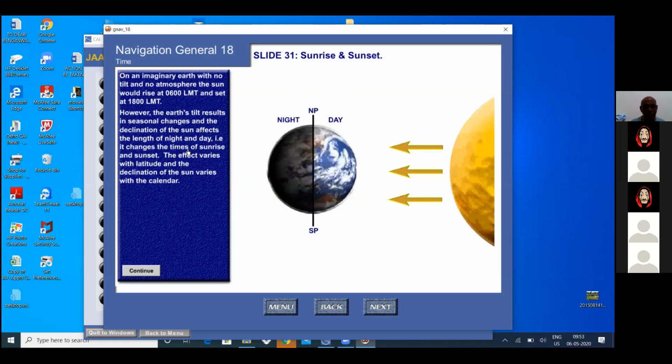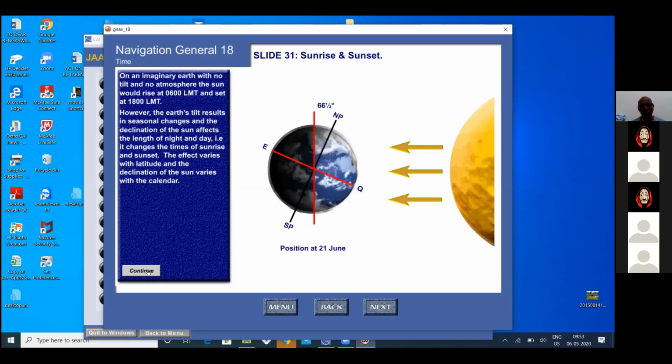But because of the tilt and the declination of the sun, you get the varying times of light and darkness. So let's tilt the sun. Okay. Now this is on the 21st of June. Right? There, on the 21st of June, over which tropic is the sun? Over which tropic is the sun on the 21st of June?